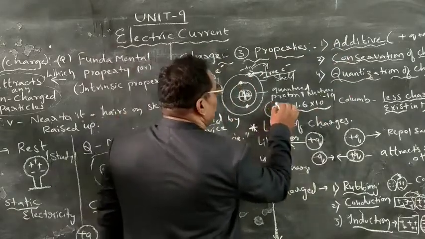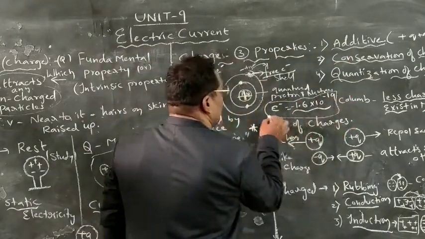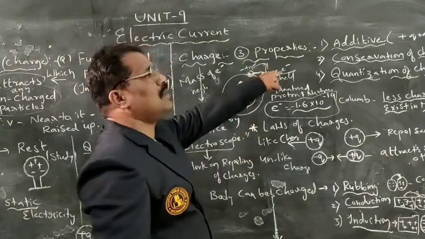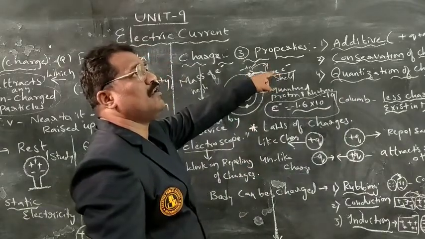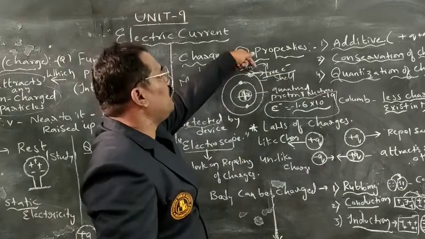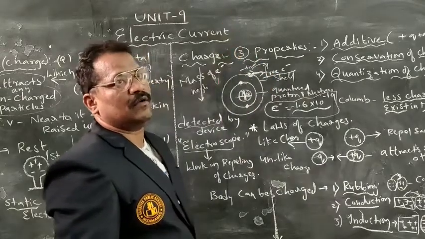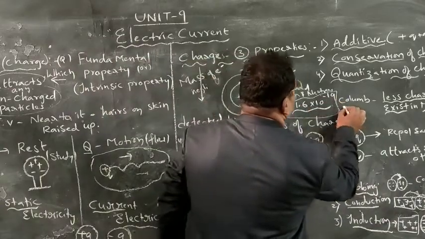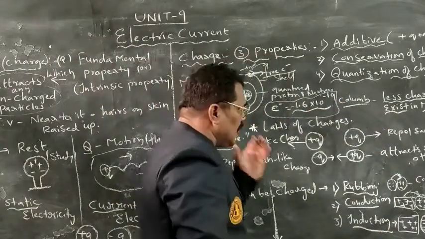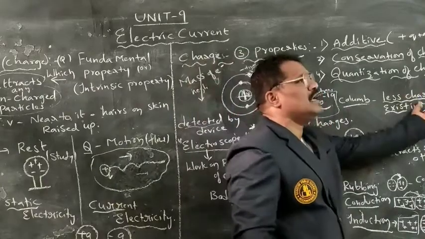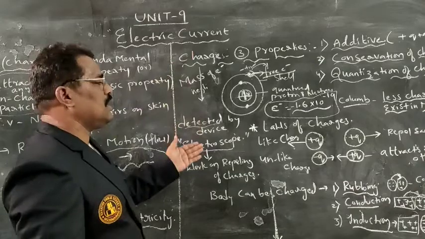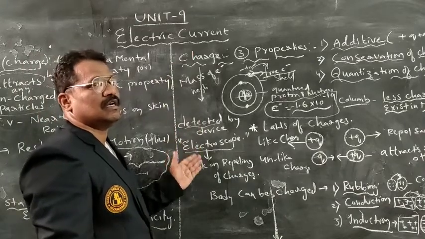Each charged particle moving within the atom, the electron, the flow of charges is mainly based upon the electron. So the electron charge is equal to 1.6 into 10 to the power minus 19 coulomb. This less charge will be existing in matter, as we have discussed clearly. This charge can be detected by one device, called the electroscope.